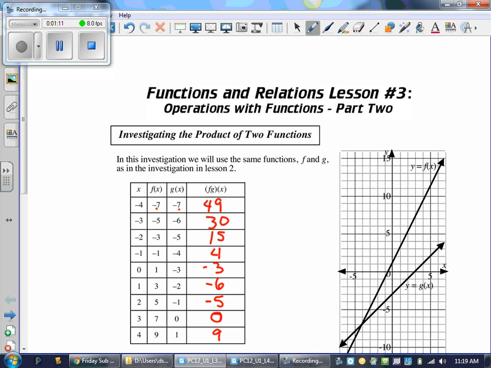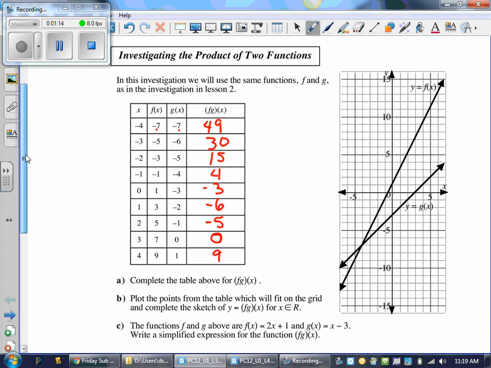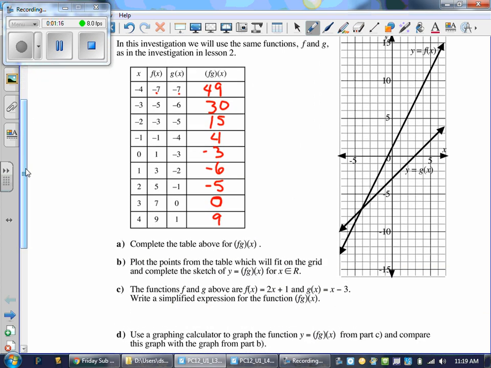So what happens is that when you have f of x and g of x and you multiply them together, you actually get a new function. So we've done part A here. We've completed the table. We've multiplied the two values together. And now we can actually plot them onto the grid and see what we get for a new picture.